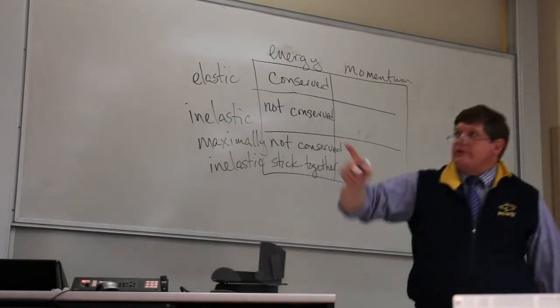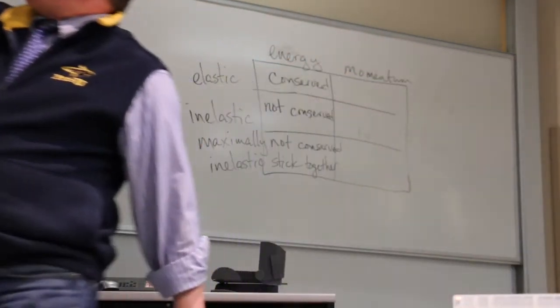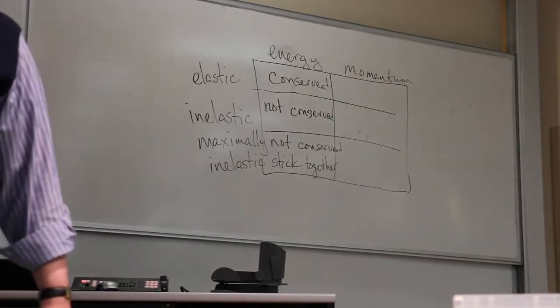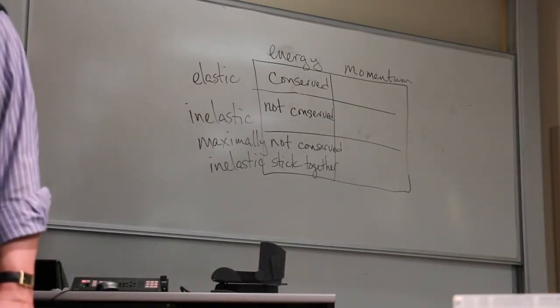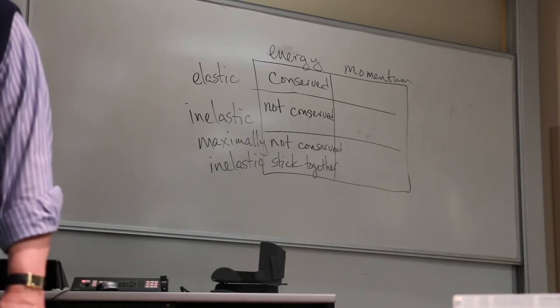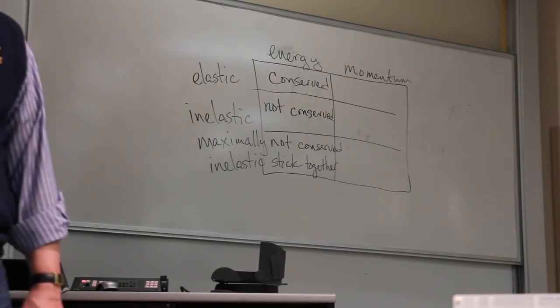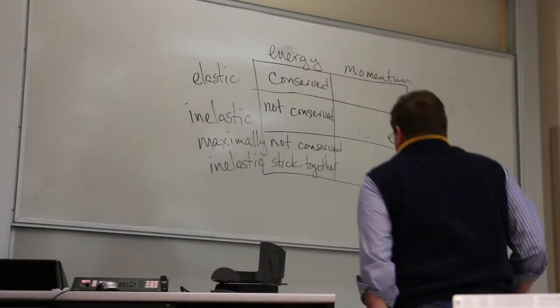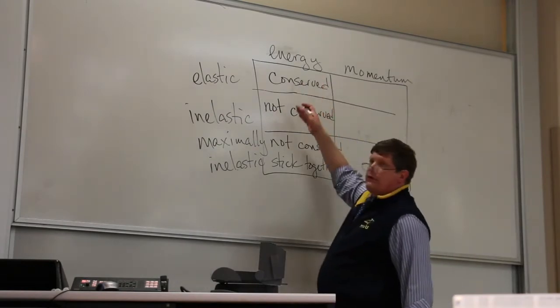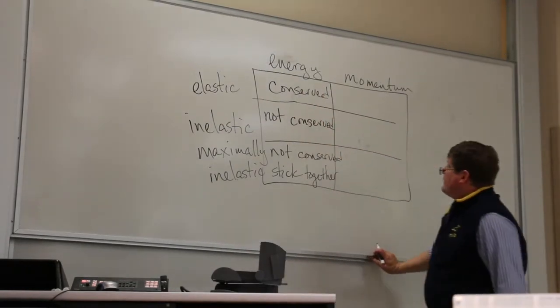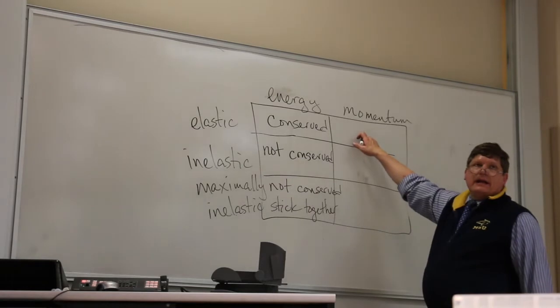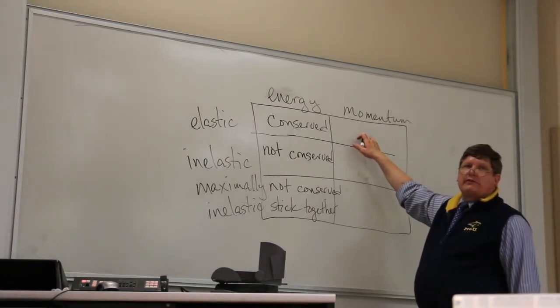Now I know that after this collision, the little block is stopped and the big block's moving to the right at 5 meters per second. Can they be stuck together if they've got different velocities? No. And so that means it's got to be one of these two, elastic or inelastic. Now let's look at momentum. In an elastic collision, is momentum conserved, yes or no?